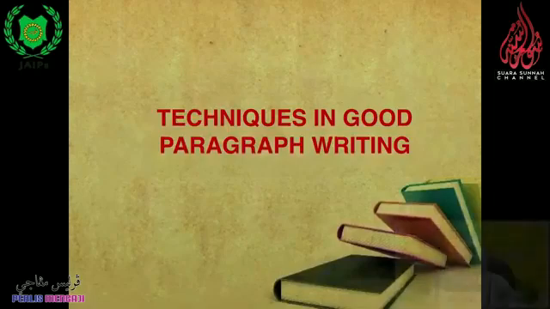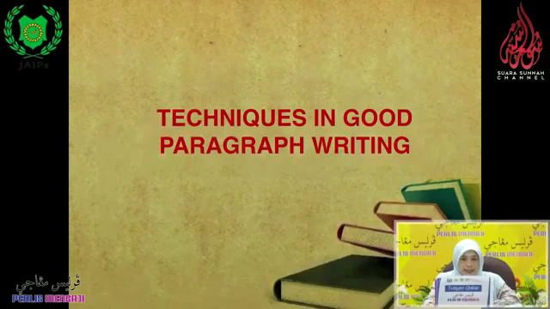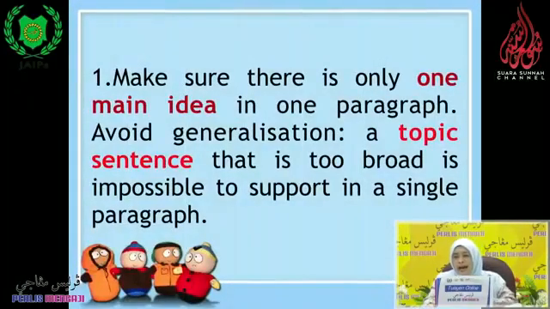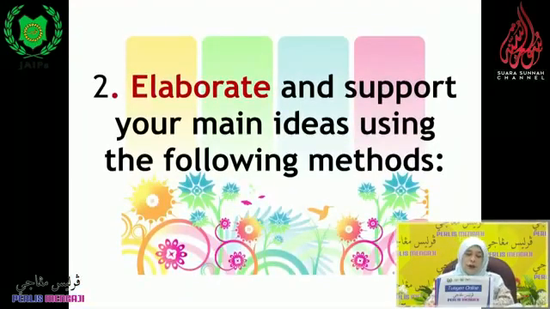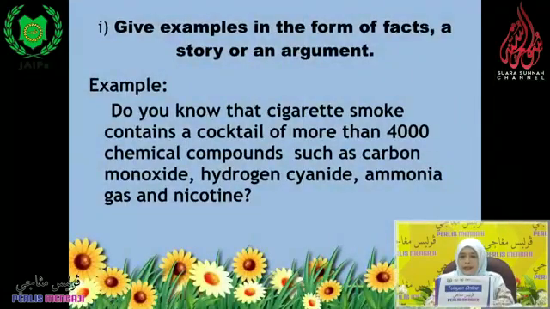And we are going to talk about techniques in good paragraph writing. Okay? Make sure there is only one main idea in one paragraph. Avoid generalization. A topic sentence that is too broad is impossible to support in a single paragraph. So one main idea in one paragraph. Number 2, elaborate and support your main ideas using the following methods. Okay? The first one is that you give examples in the form of facts, a story, or an argument. Do you know that cigarette smoke contains a cocktail of more than 4,000 chemical compounds such as carbon monoxide, hydrogen cyanide, ammonia gas, and nicotine? You see, such a scary fact over there.